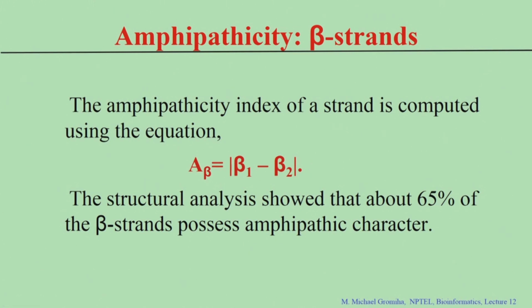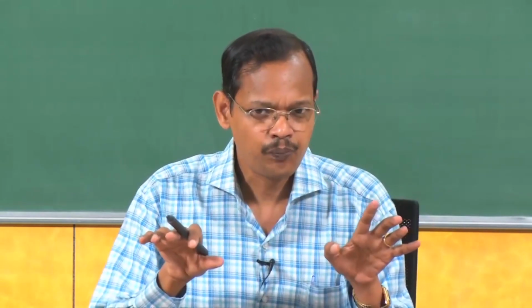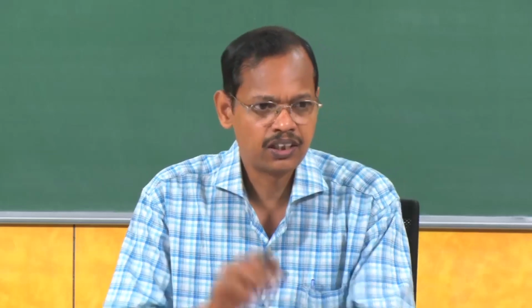In the structural analysis it also showed that about 65% of the beta sheets possess amphipathic nature. If you take all the beta sheets in the known structures and construct the plots, you can see about 65% of them are amphipathic in nature.